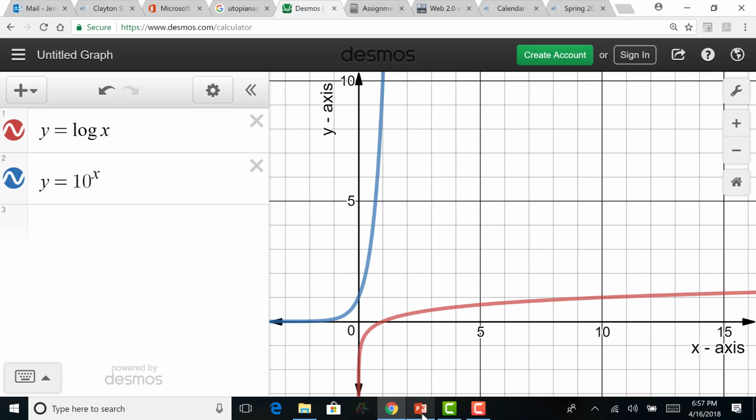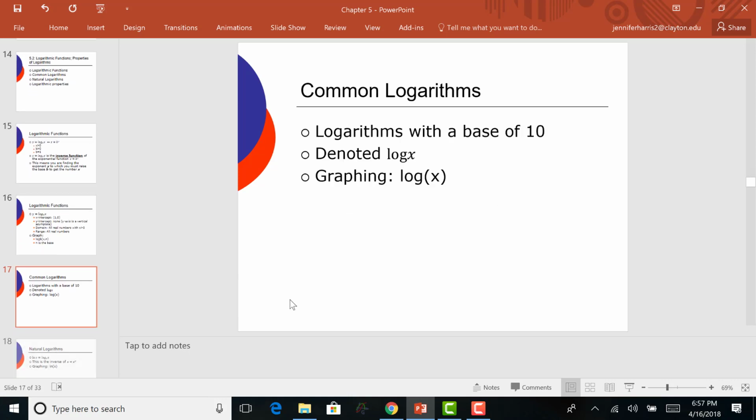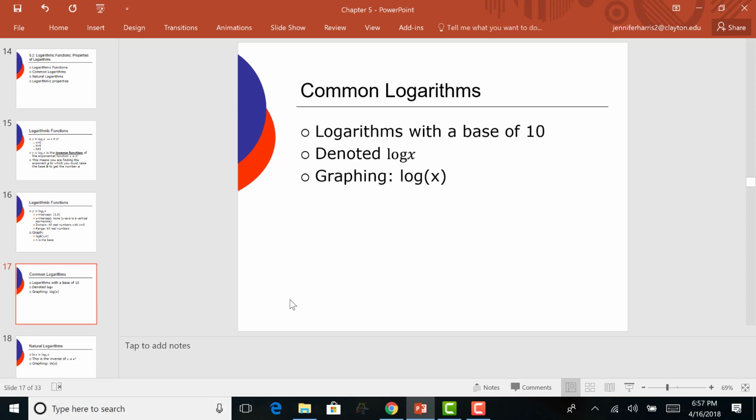All right, so let's go back to the PowerPoint real quick. We already graphed them so you can see what they look like. Now that you know what they look like, let's talk about the common log. The only reason we call this a common log is because it's base 10. And base 10 is where you don't put a base at all.